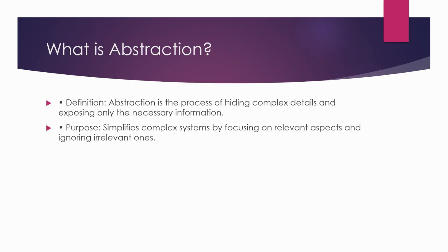Let's start with an overview of abstraction. Abstraction is the process of simplifying complex systems by focusing on the essential details while hiding unnecessary information. The main goal of abstraction is to reduce complexity, making it easier to understand and work with software systems.